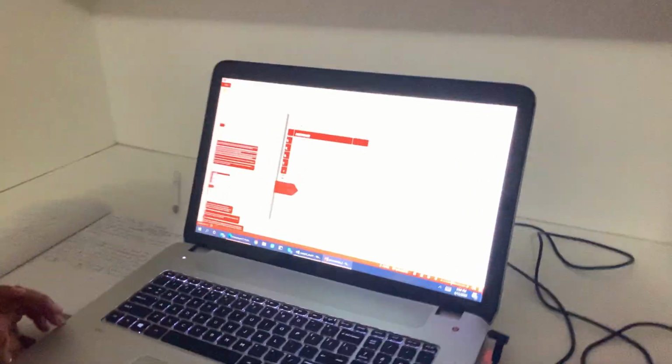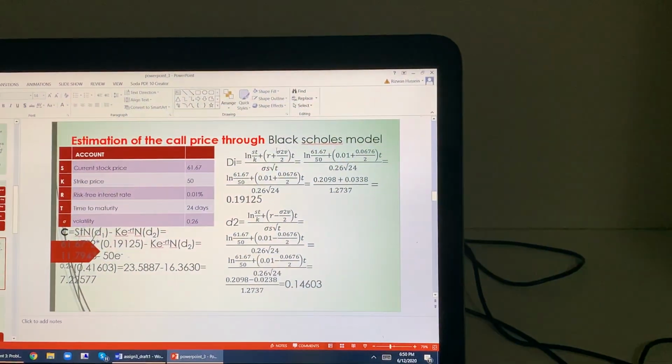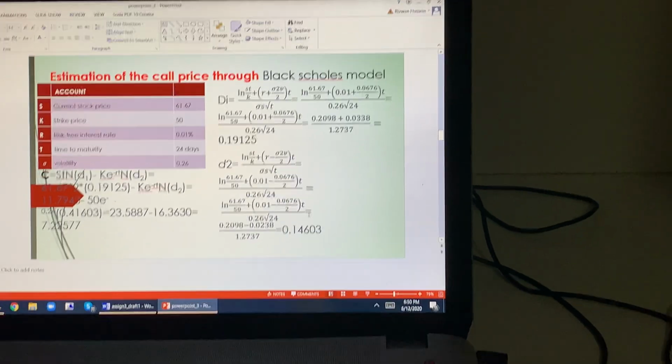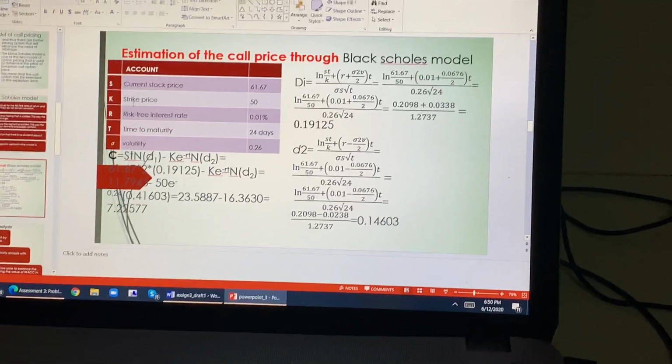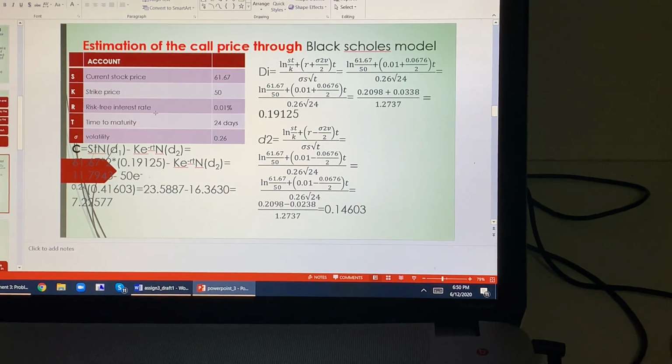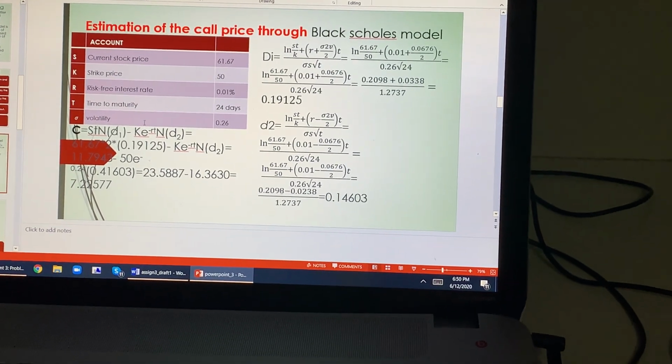Here I have calculated the estimation of the call price through the Black-Scholes model, and we have taken into account the current stock price, the strike price, the risk-free interest rate, the time to maturity, and volatility.